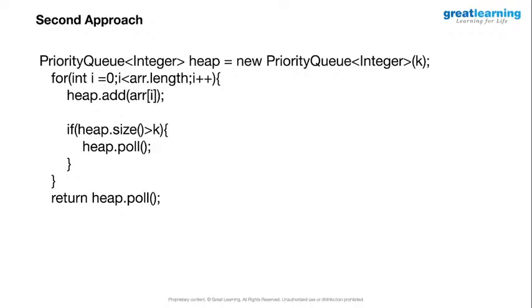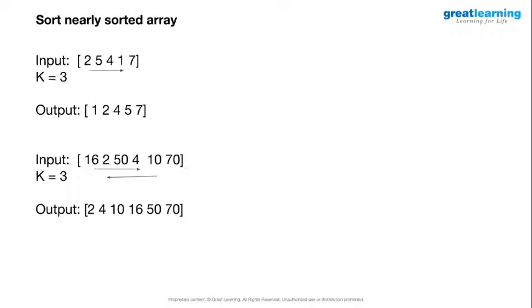Okay, now let's see the other question. Now you have been given a nearly sorted array, also known as a k sorted array. If you observe carefully, it is 2, 5, 4, 1, 7. The k value is 3. Now, what does this mean?